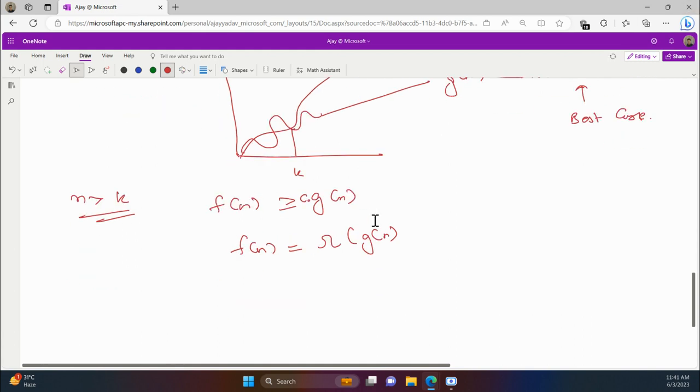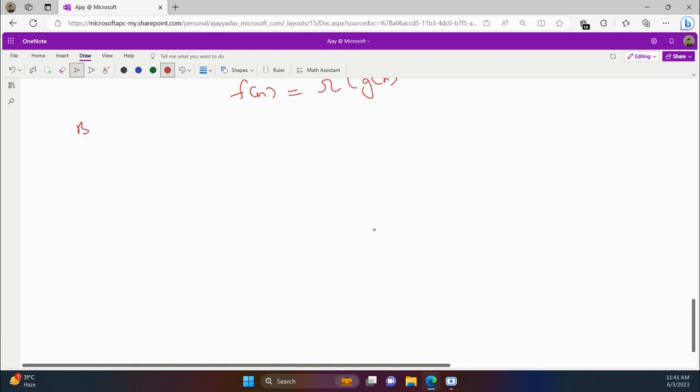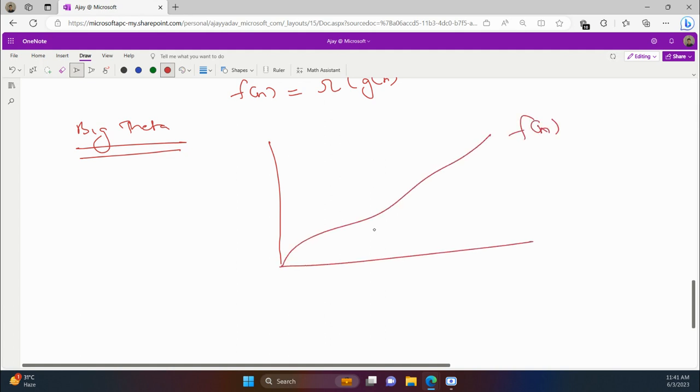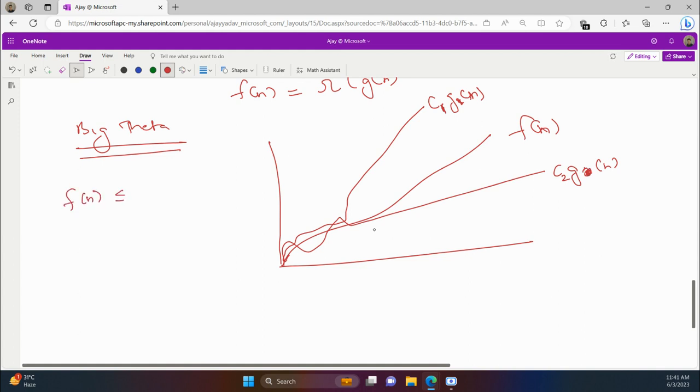Now, coming to the big theta notation. This is the graph, this is your f(n), and it says that there are two functions, g1(n) and g2(n). Now your f(n) lies between c1 of g(n) and c2 of g(n). So it is greater than or equal to c1 of g(n) and less than or equal to c2 of g(n), and this is represented as f(n) equals theta of g(n). So these are the three representations in which your functions are represented for algorithm analysis.